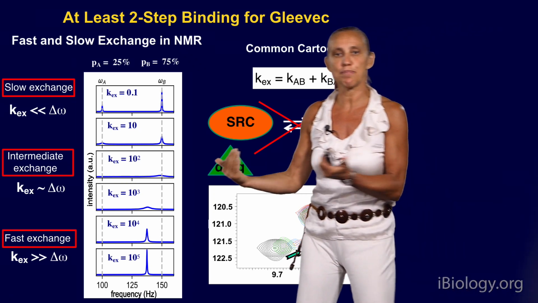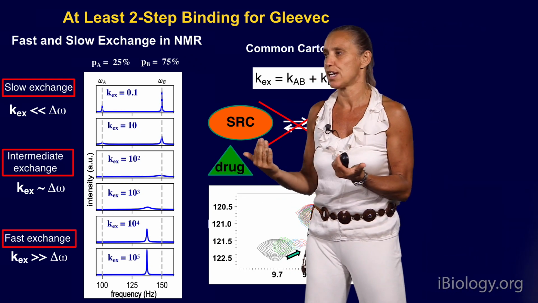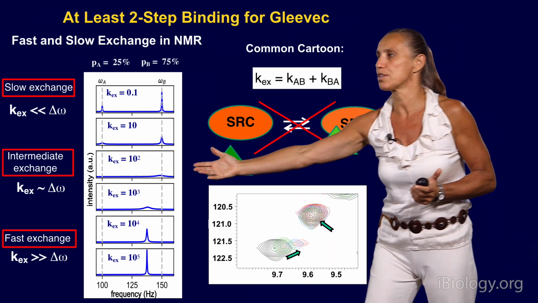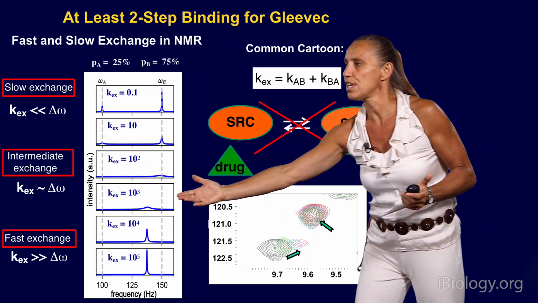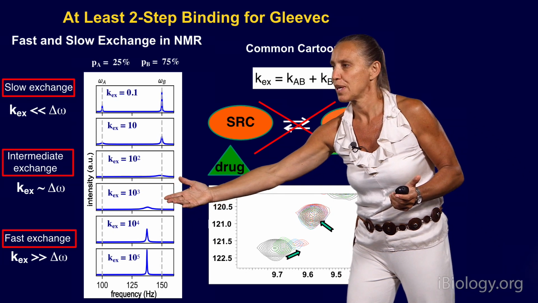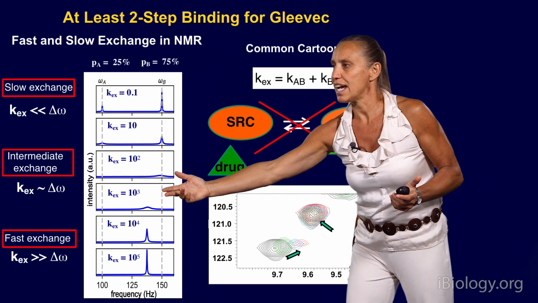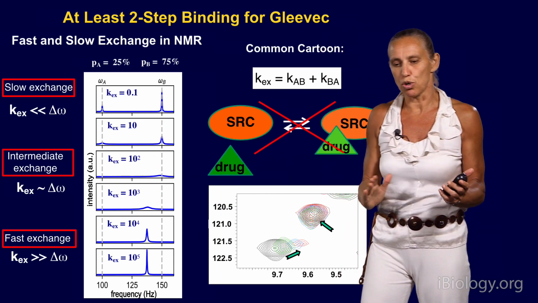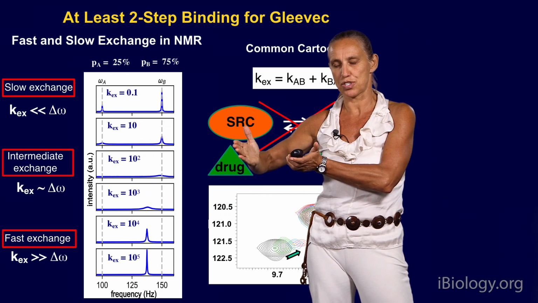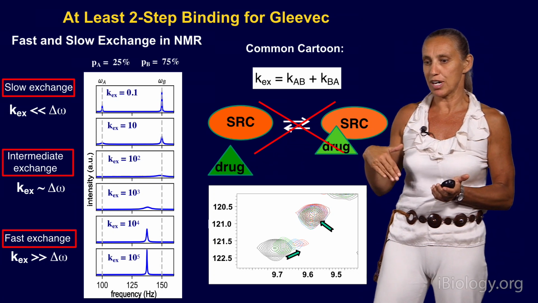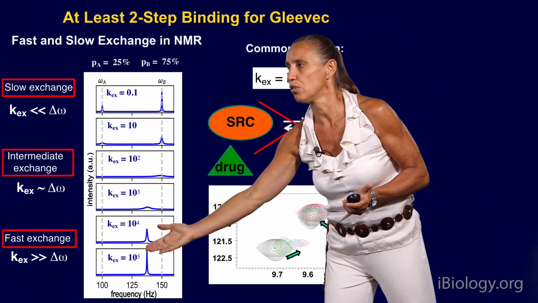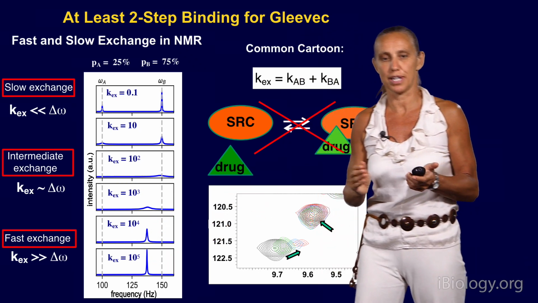If I now speed up the interconversion between those two states, I'm going to start to coalesce. This is what we call the intermediate time scale, where we only see one average peak position. Note that the average peak position depends on the relative populations, so it's always skewed towards the major state. If I move very, very fast, we go into the fast exchange regime, where we only see one average peak position, but it's sharpening up.